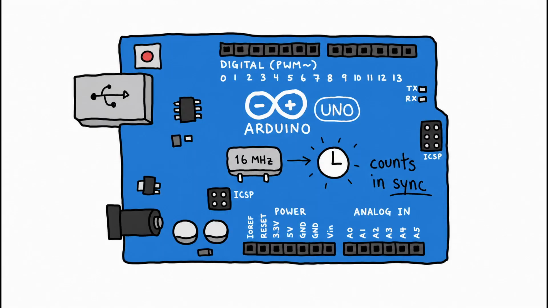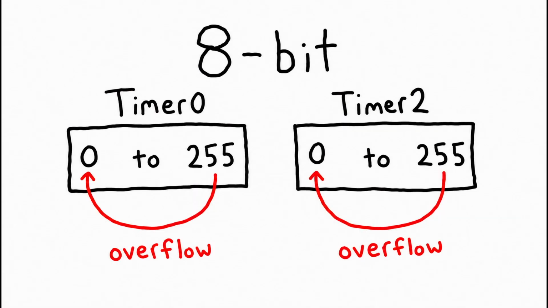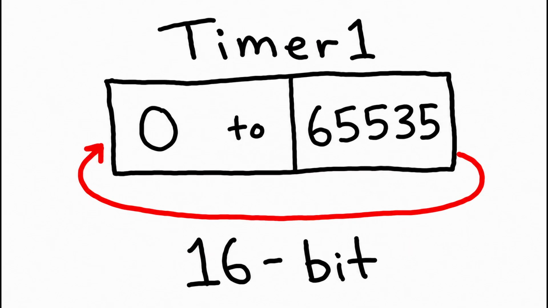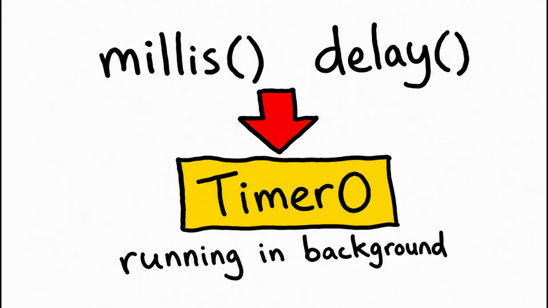On an Arduino Uno, which runs at 16 MHz, the timers count in sync with that clock. The Uno has 3 timers: timer 0, timer 1, and timer 2. Timer 0 and timer 2 are 8-bit, meaning they count from 0 to 255 and then overflow back to 0. Timer 1 is 16-bit. It counts all the way to 65,535 before overflowing.